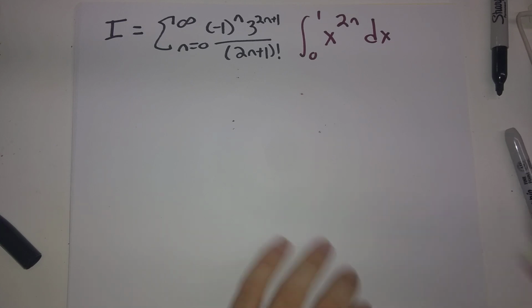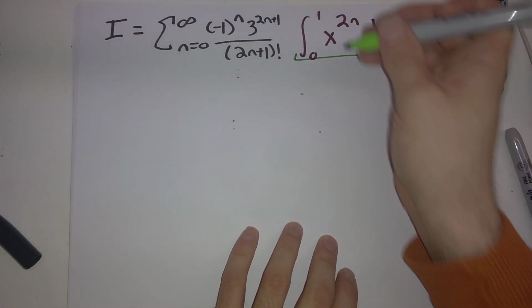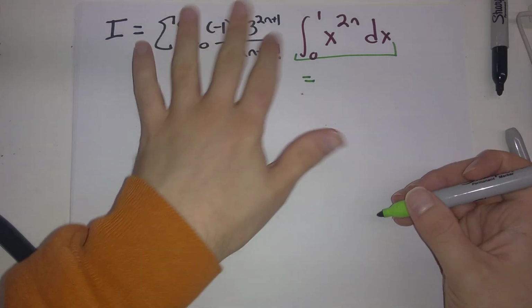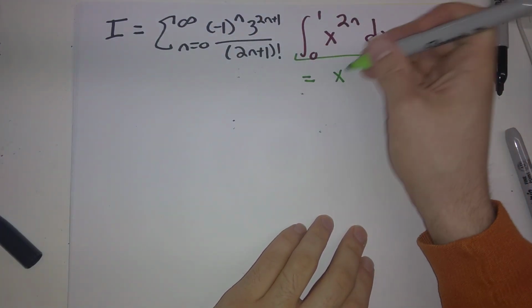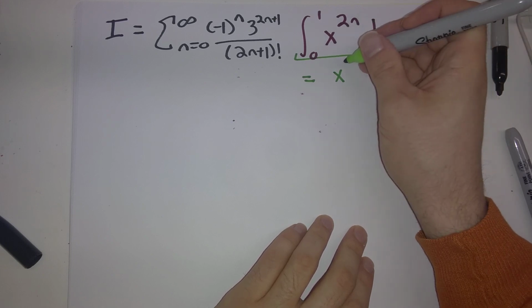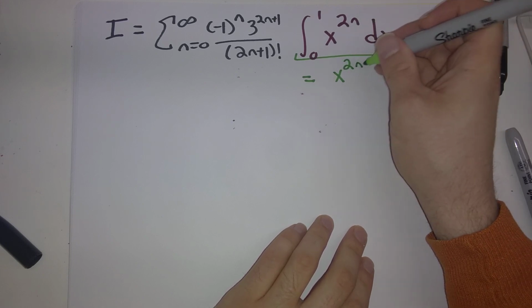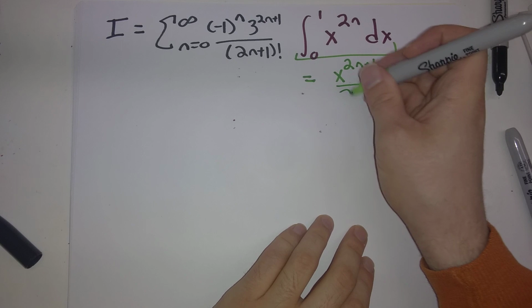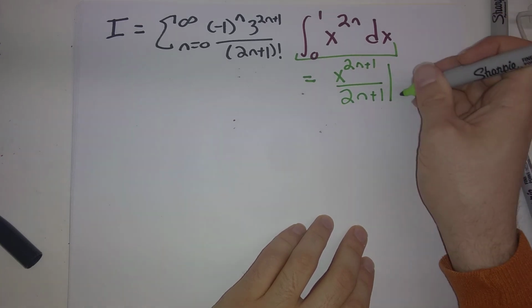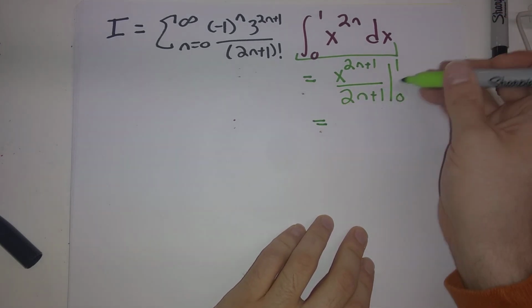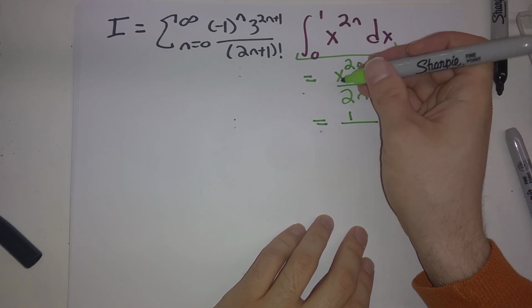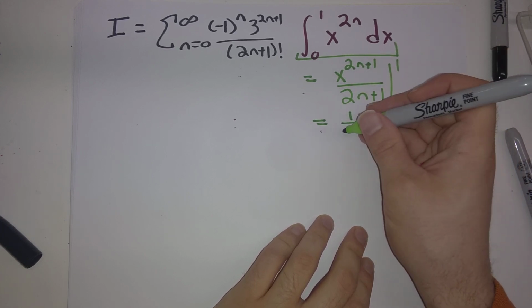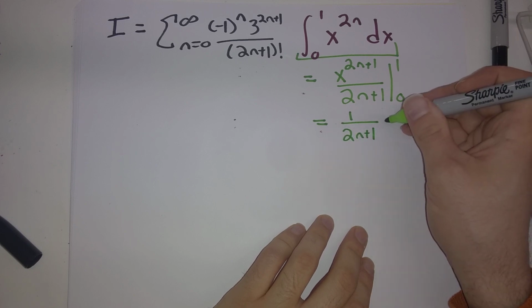Okay, so now it's time to evaluate this integral. I'm going to stop writing this for a little bit just to evaluate this integral right here. So we add 1 to the exponent of 2n to get x to the 2n plus 1, but then we have to divide by that exponent. We're going to plug in 1 and 0 respectively, and we end up with 1 to the 2n plus 1. It's just 1 divided by 2n plus 1.